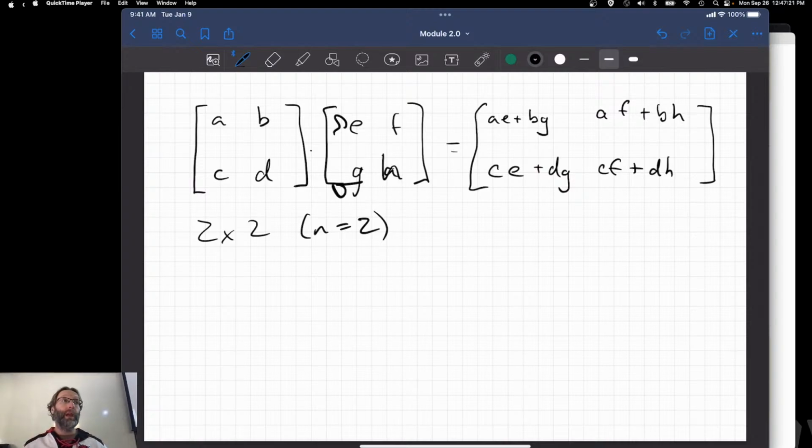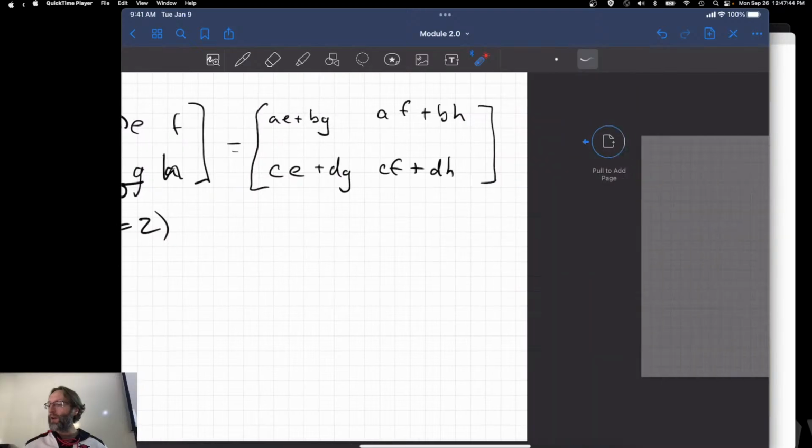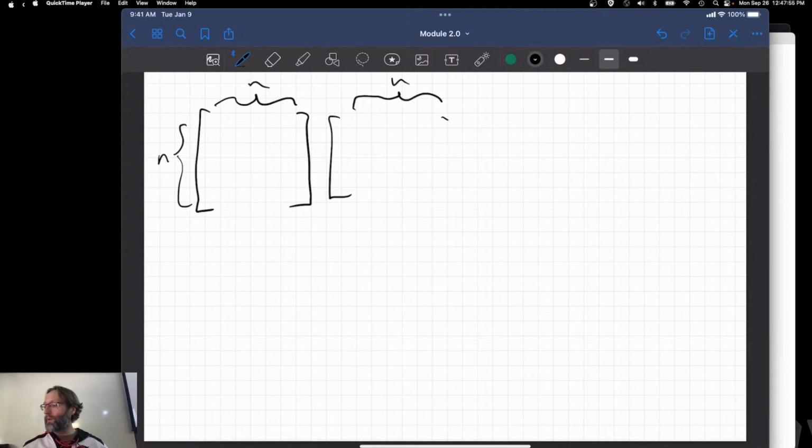Let's count up the number of multiplications we did, and let's count up the number of additions we did. So how many mults did I do? 8. Good. And how many additions did I do? 4. Right. 1, 2, 3, 4, 5, 6, 7, 8, and 1, 2, 3, 4 additions. Now think more generally here. What if I have an n by n matrix and another n by n matrix producing an n by n matrix over here? How many multiplications and how many additions would I end up doing now?